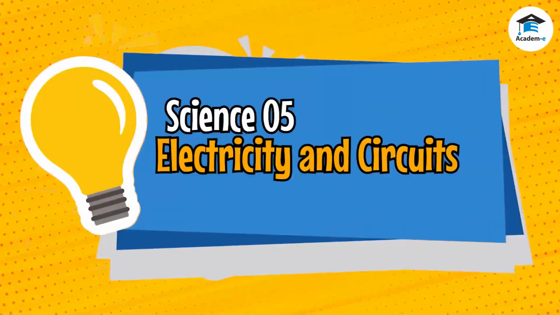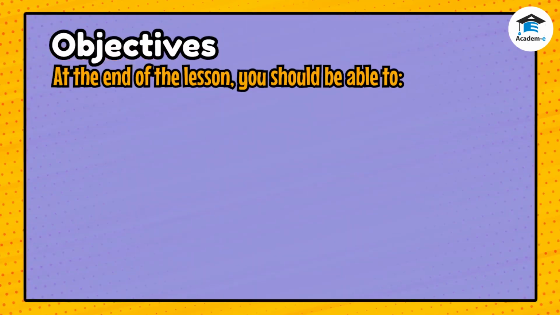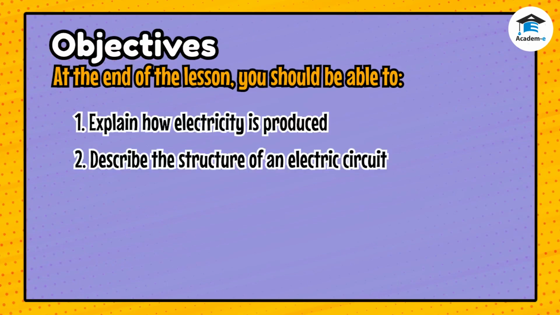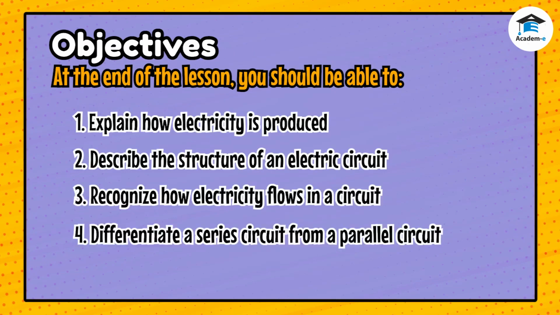Science 5, Electricity and Circuits. Objectives. At the end of the lesson, you should be able to explain how electricity is produced, describe the structure of an electric circuit, recognize how electricity flows in a circuit, and differentiate a series circuit from a parallel circuit.